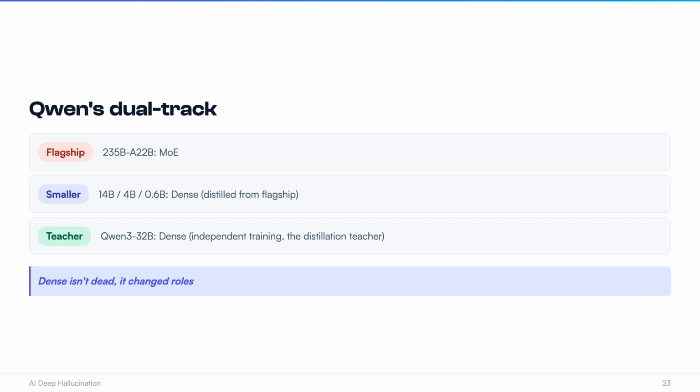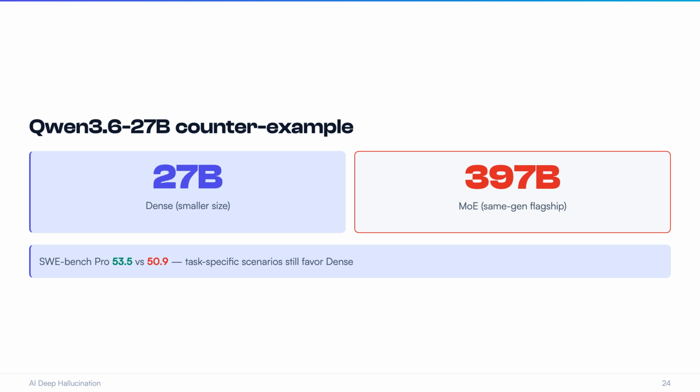So dense isn't dead? Just changed roles? Exactly. One more recent counterexample. A few days ago, QN 3.6 27B, a dense model, beat its own house's 397B MoE on coding benchmarks. A 27B dense beating a 397B MoE.